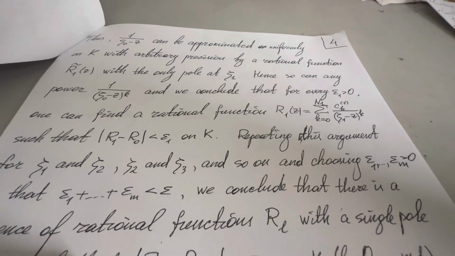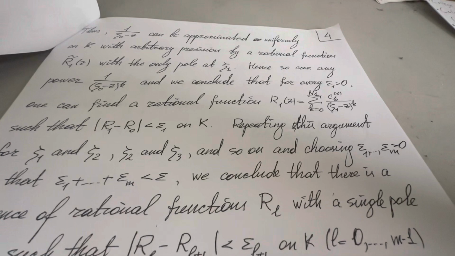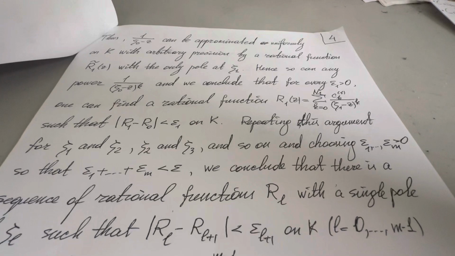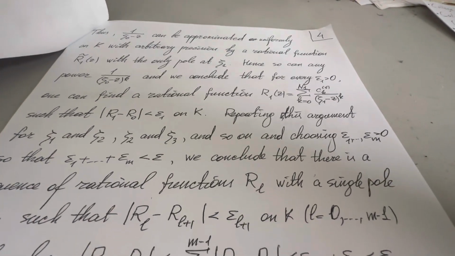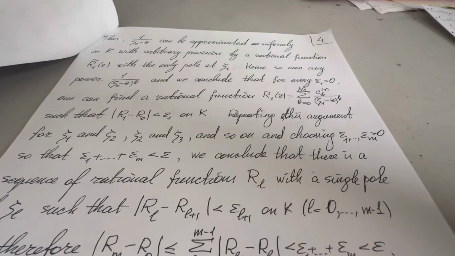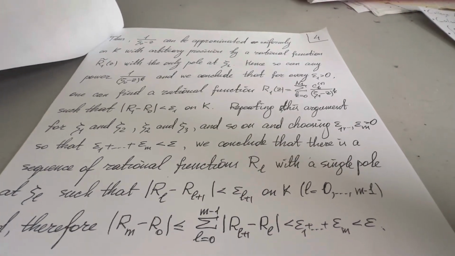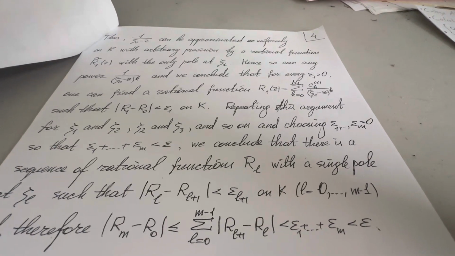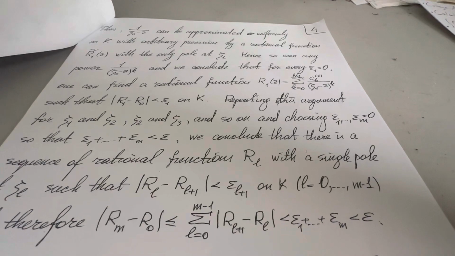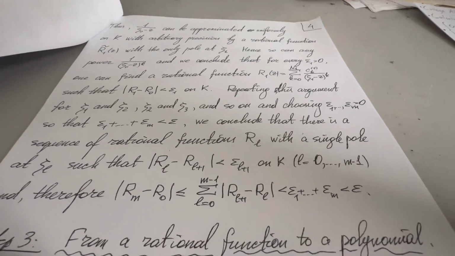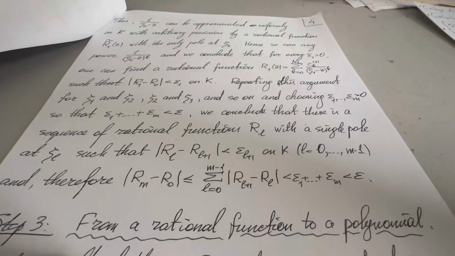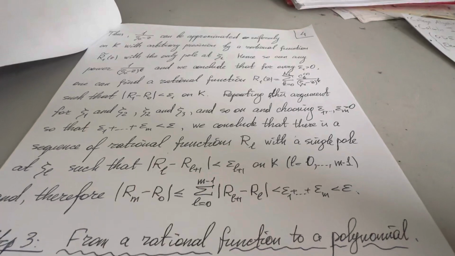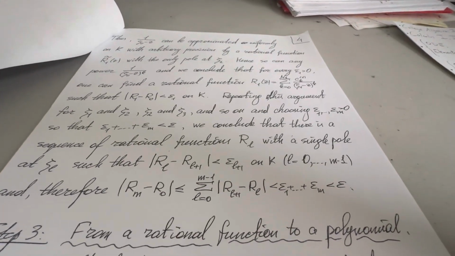And then you repeat the same argument for the different terms of the sequence, choosing sufficient epsilon so that their sum is less than epsilon. We conclude that there is a sequence of rational functions r sub l with a single pole zeta l such that the difference between the two is less than epsilon sub l plus 1. Okay, and then he adds all those rational functions together.